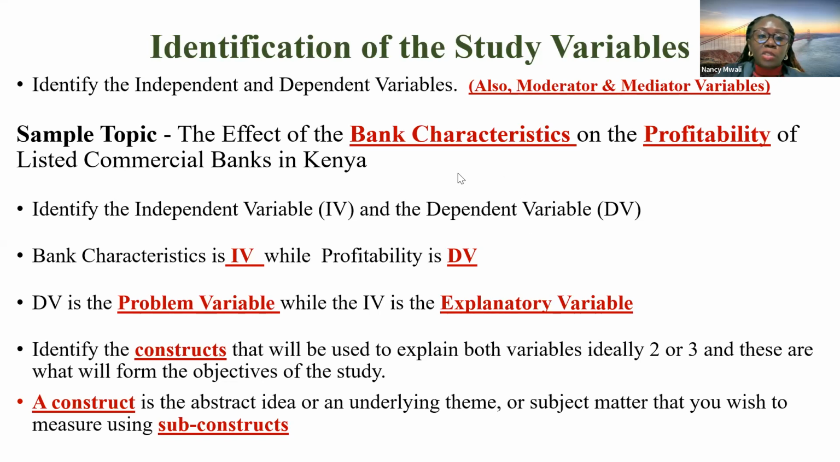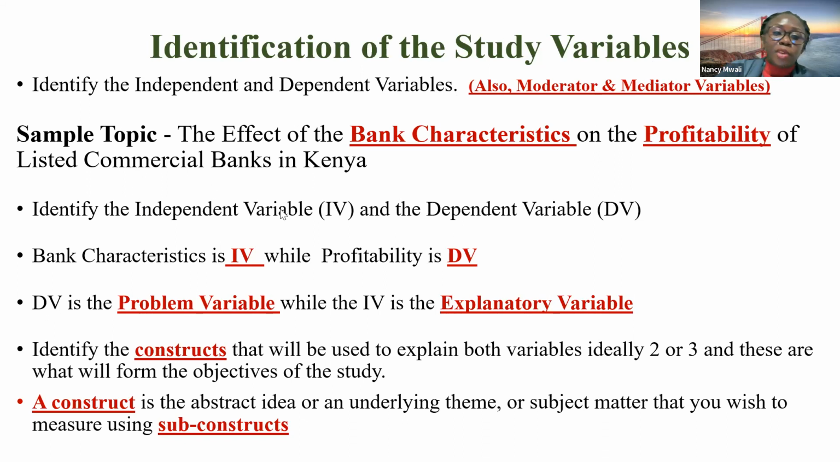So now, in the process of identification of the study variables, we already said you have to identify the independent variable and the dependent variable. Then we also have the moderator and mediator variables. Time allowing, we'll be able to look at that at the end. But then I'll use examples. That way it sinks better and you understand better.